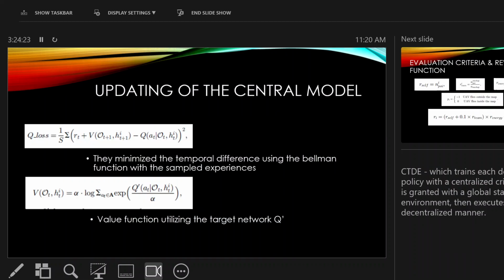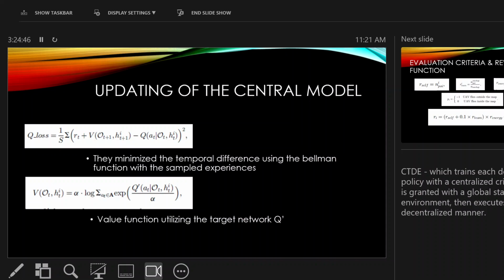So here's the updating of the central model. Here's your Q loss, here's your reward function. It's a summation of all of this: the reward, the value, and then the current best action from the Q table. To some of you, this might look familiar. This is a Bellman equation, and that's what they're trying to minimize.